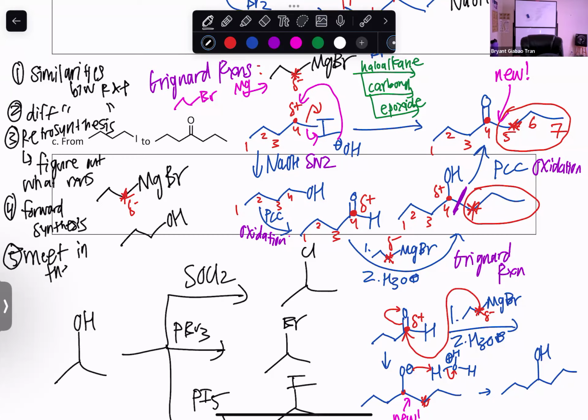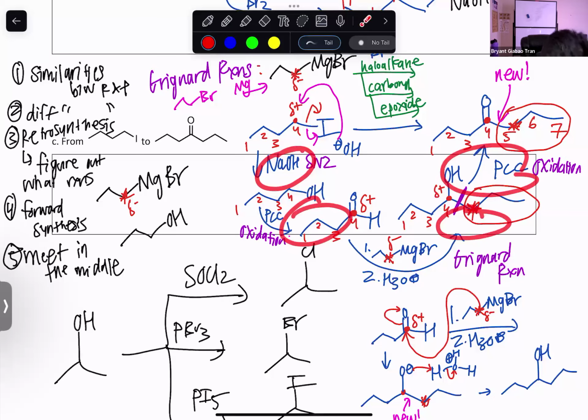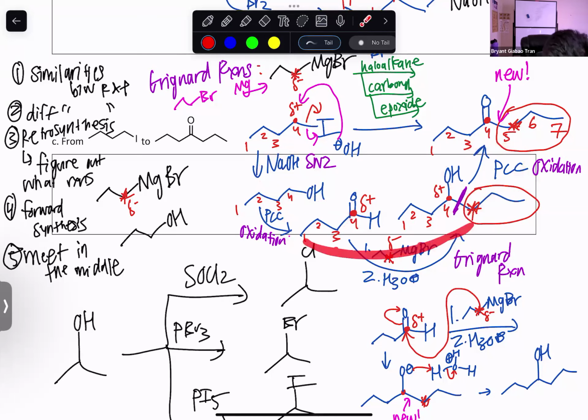Meet in the middle. So you could do both retrosynthetic analysis and forward synthesis, like going forward and going backwards, going forward, going backwards, one by one. And then the middle part would be more clear to you guys what is going on there.